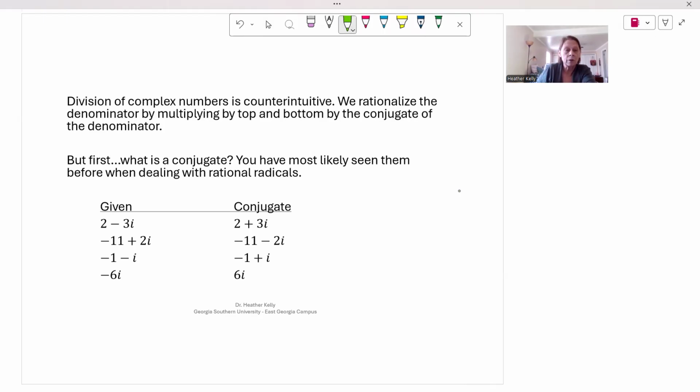Okay, and so I wrote up a couple of examples here. Say we were given 2 minus 3i, the conjugate of that would be 2 plus 3i. Again, notice that that a part does not change sign. Given negative 11 plus 2i, the conjugate is negative 11 minus 2i. Negative 1 minus i is negative 1 plus i. And if you don't have a real part, to get the conjugate you just change the sign on that imaginary part. Okay, pretty straightforward.